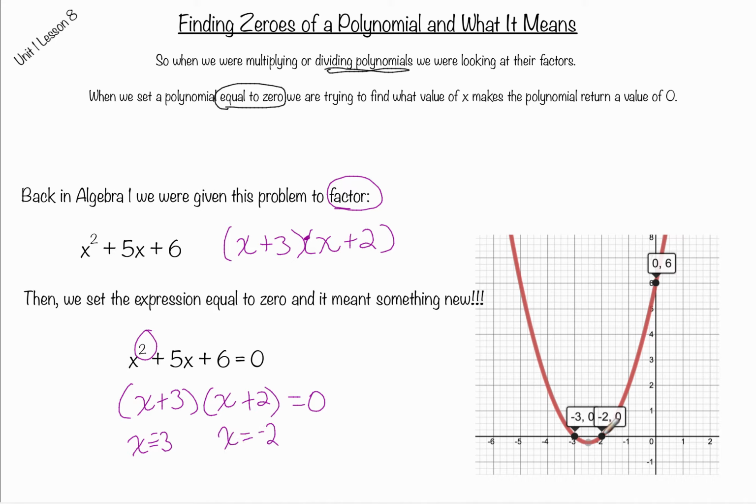And then we taught you to graph it. And sure enough, there's where that polynomial crosses the x-axis. Those are called the roots. The x-intercepts. And now in Algebra 2, we call them the zeros.